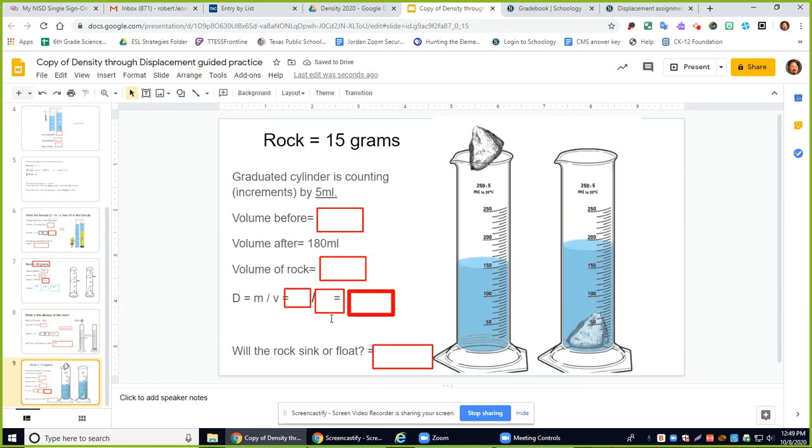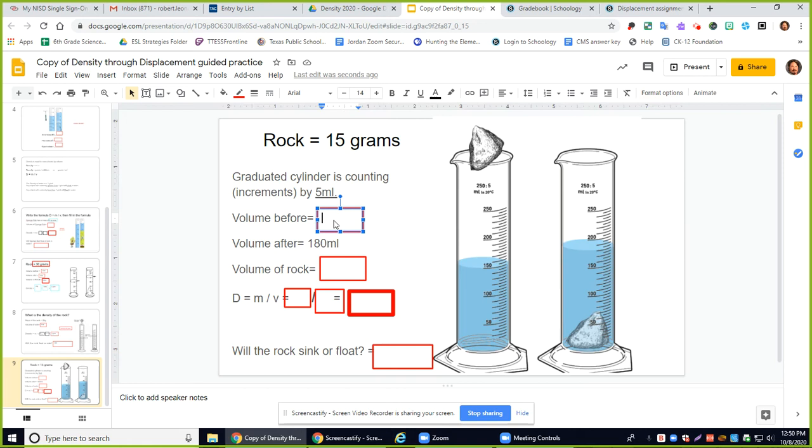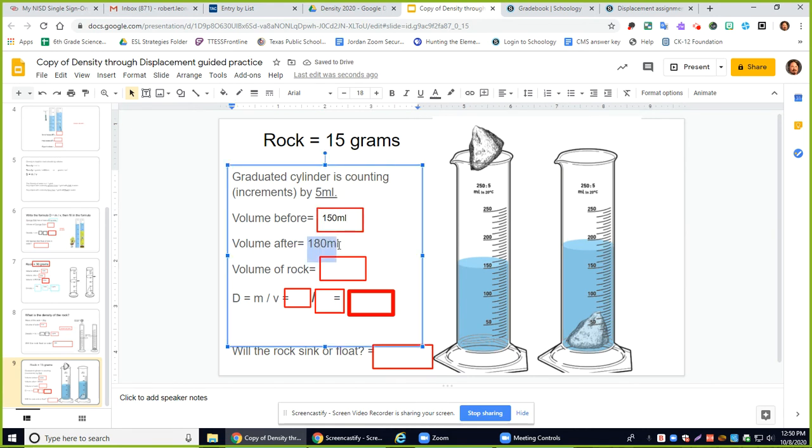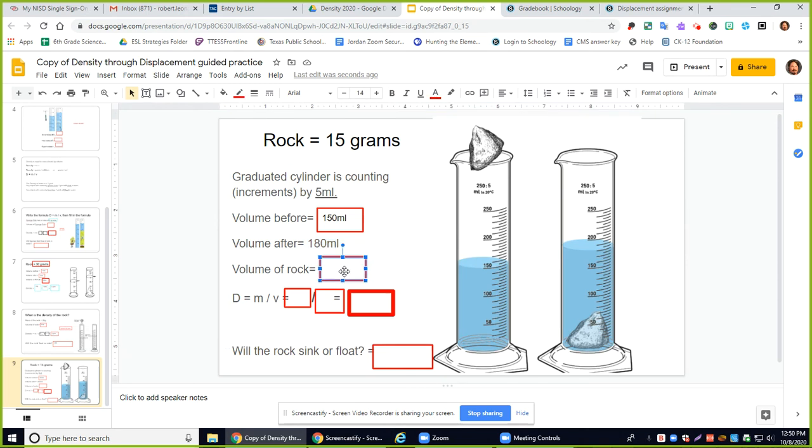Okay, final example. A graduated cylinder is in increments of 5 milliliters. I actually gave you the after just to make it easier. What's the before? Before you drop the rock in, it was at 150 milliliters. After you drop the rock in, it went up to 180. Okay, so the volume of the rock, what is 180 minus 150? 30. So the volume of that rock is 30 milliliters.